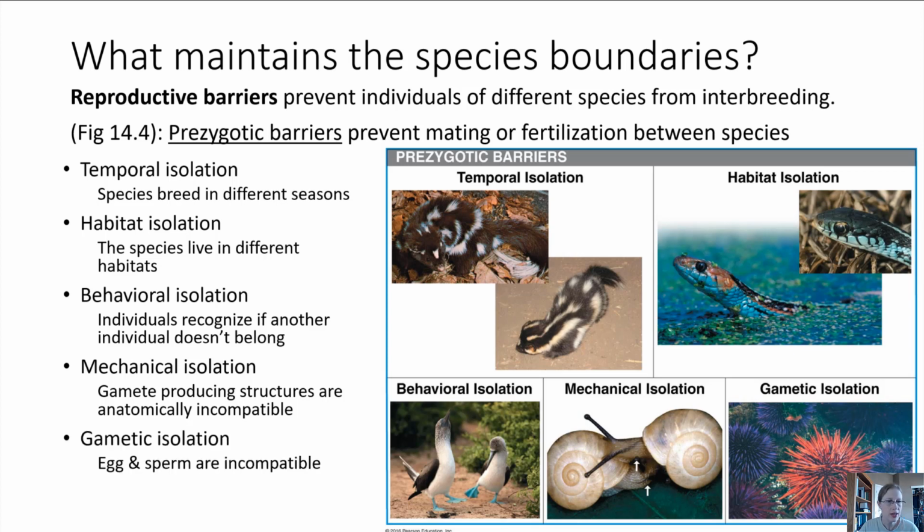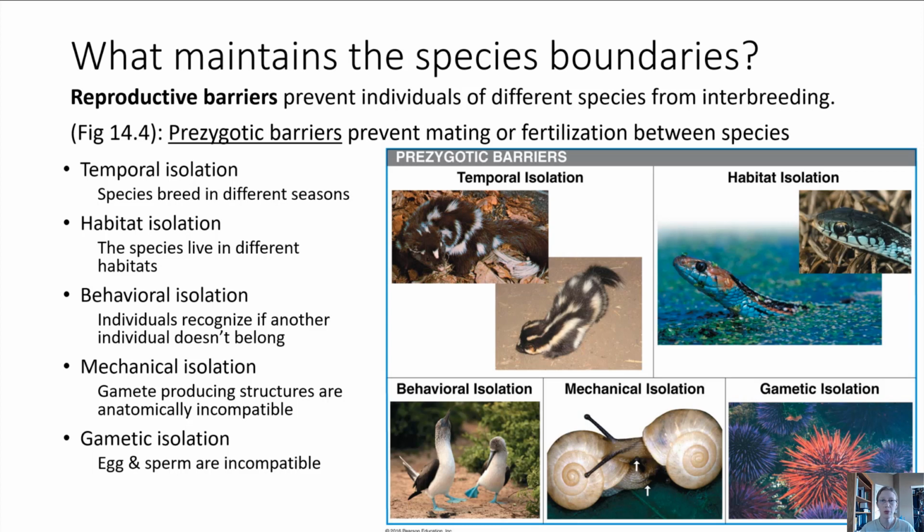And then finally, perhaps you could have 2 species that are anatomically compatible, so there's no mechanical isolation, but maybe the sperm is just not capable of fusing with the egg. There's some sort of mechanism in place that prevents a normal zygote from forming and being able to undergo normal cell division. So, 5 different types of pre-zygotic barriers.